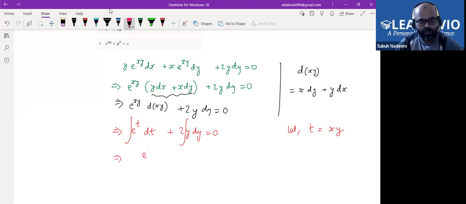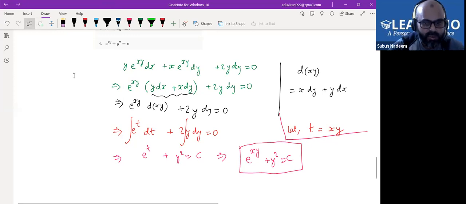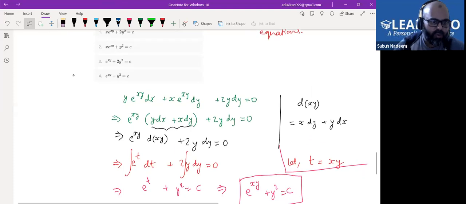So it will be e to the power t plus y square is equal to constant. After integration, there is a constant of integration. And then we have t is equal to xy. So e to the power xy plus y square is equal to c. So the option is option number 4.